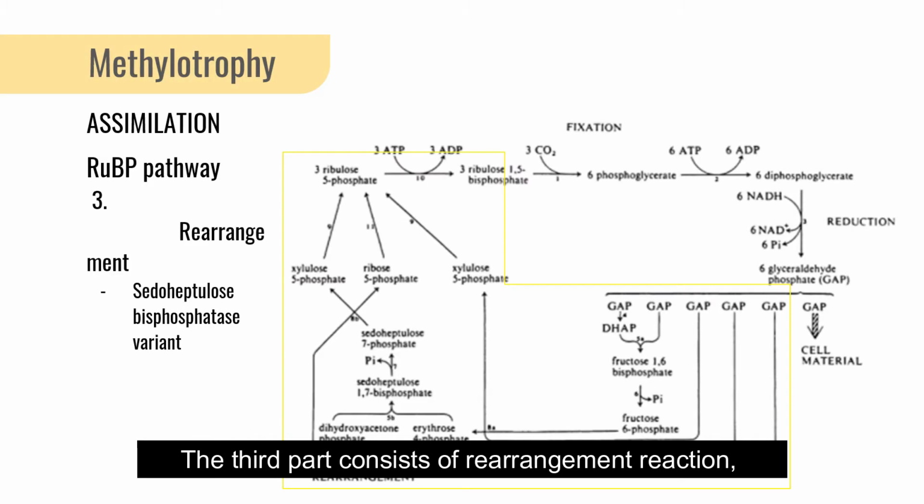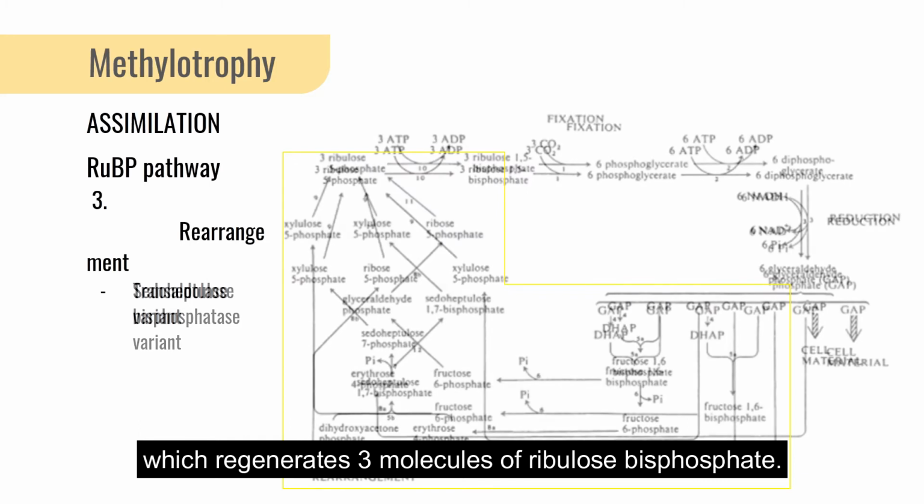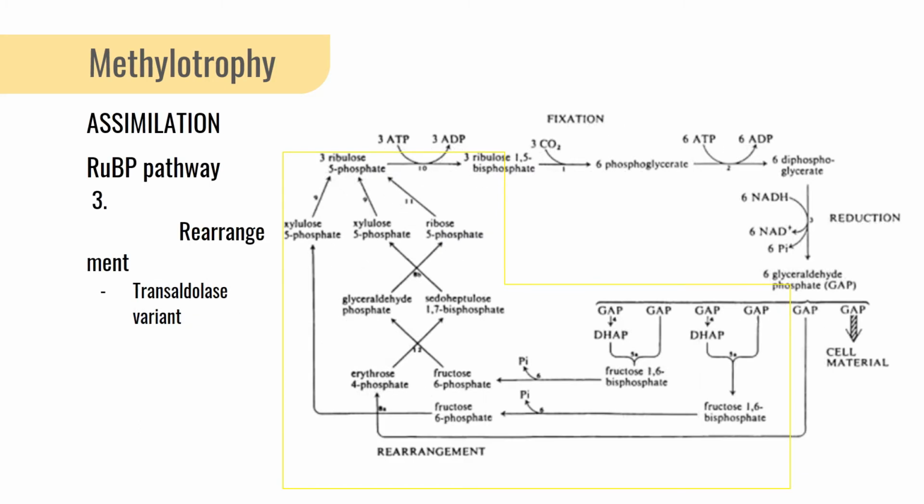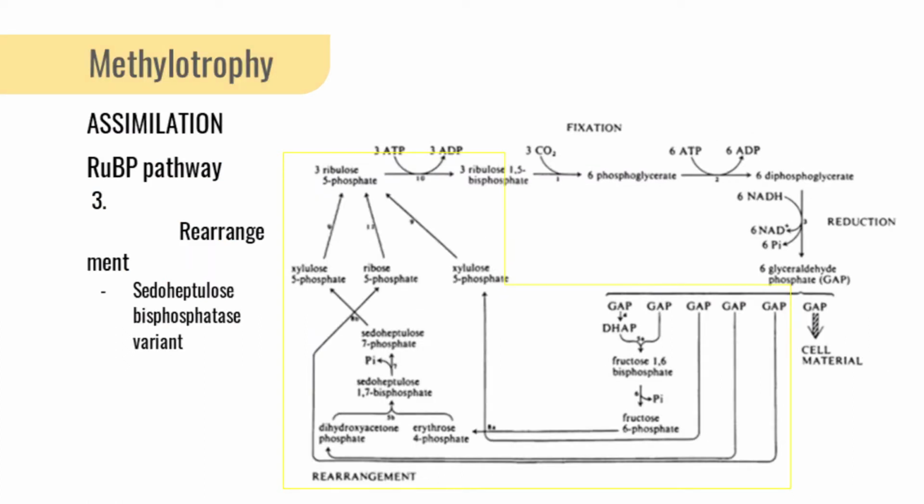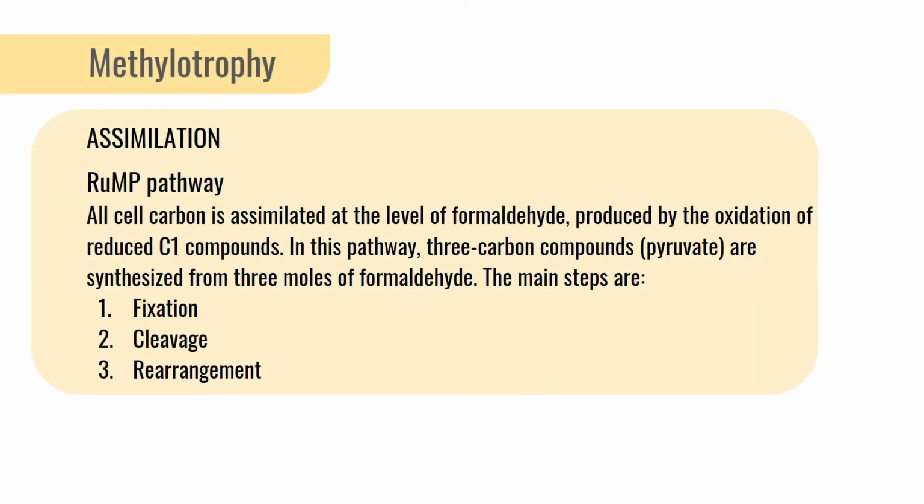Rearrangement. The third part consists of rearrangement reactions, which regenerate 3 molecules of ribulose bisphosphate. At least 2 variants of the cycle occur which differ in their rearrangement reactions: sedoheptulose bisphosphatase and transaldolase. The ribulose monophosphate pathway is similar to the ribulose bisphosphate pathway, except that the reduced carbon substrate is oxidized only to formaldehyde prior to assimilation.